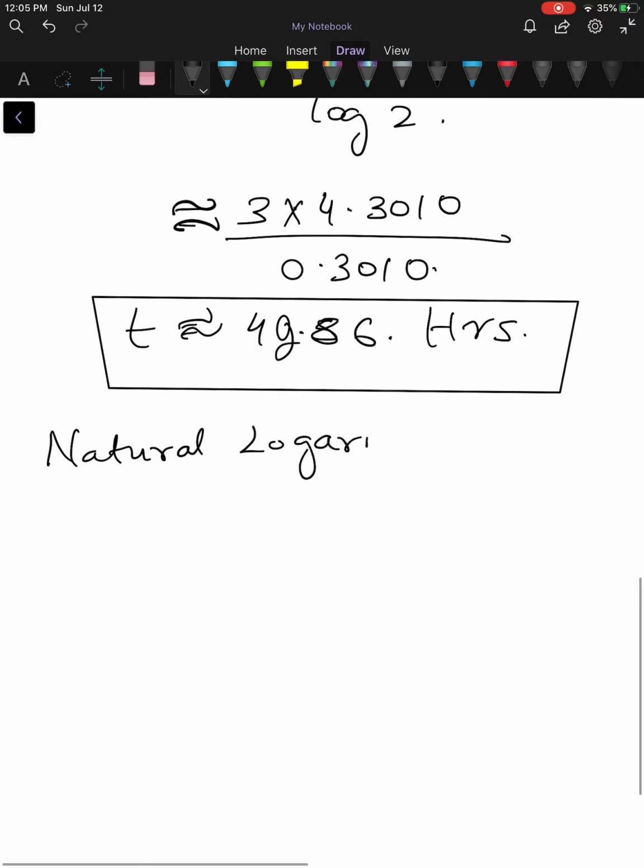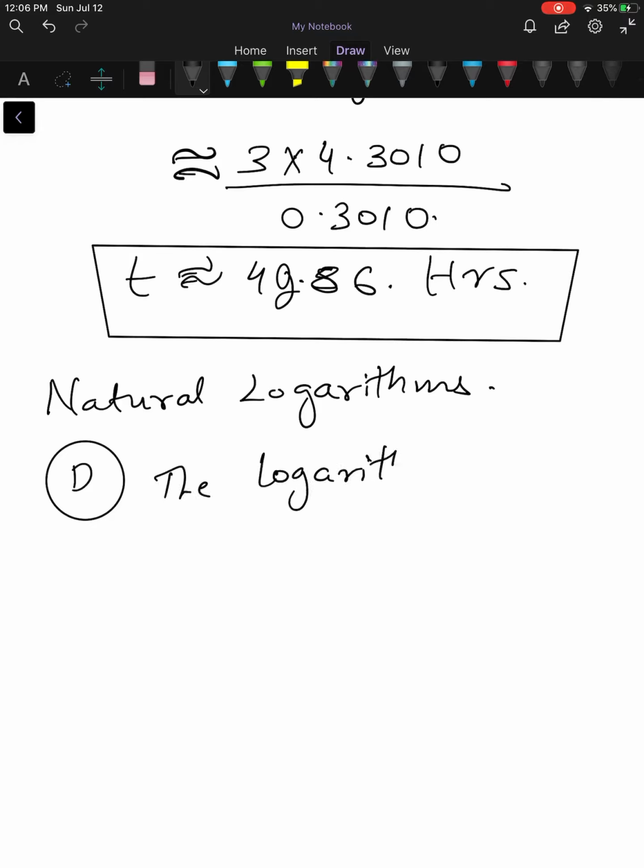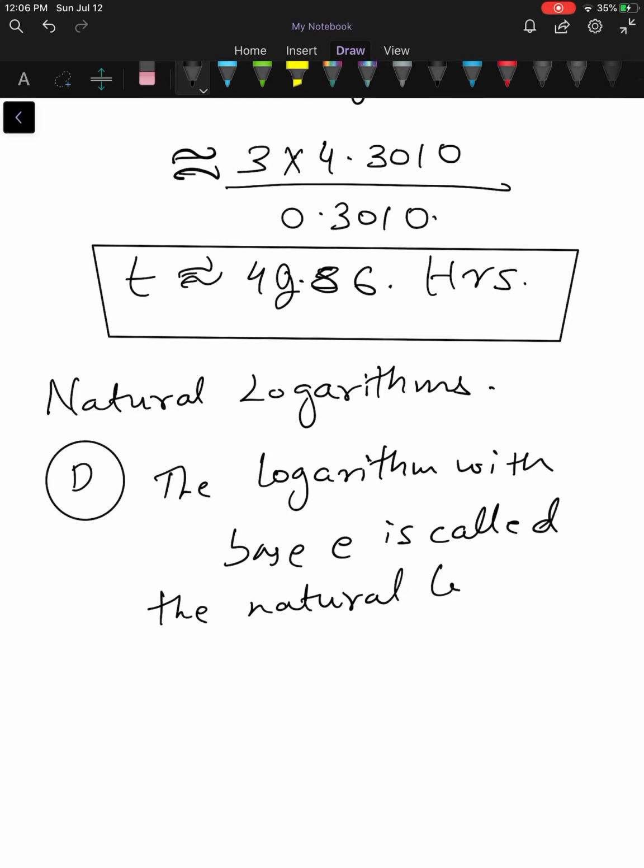Coming to natural logarithms. Natural logarithms are nothing but inverse functions of natural exponential functions. To define natural logarithms, the definition is: the logarithm with base e is called the natural logarithm.